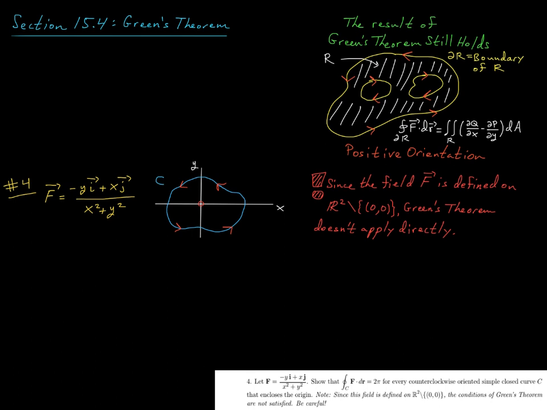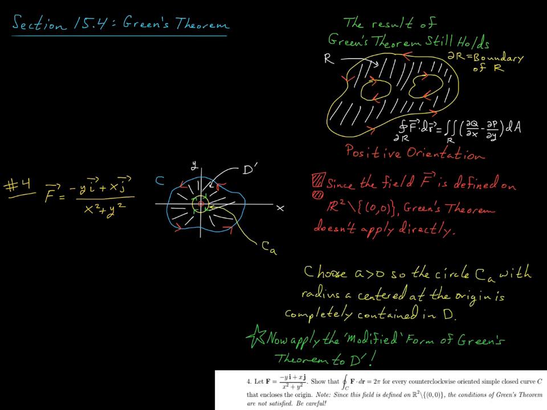The first thing we're going to do is introduce this little yellow circle here that I'll call C sub a, where a is the radius of the circle and the circle is centered at the origin. Let's choose the radius to be small enough to ensure that this circle C sub a is completely contained in the region D that's enclosed by our curve C. Now we'll consider this region that I've shaded in white between the yellow circle and the blue curve C, and I'm going to refer to that region as D prime.